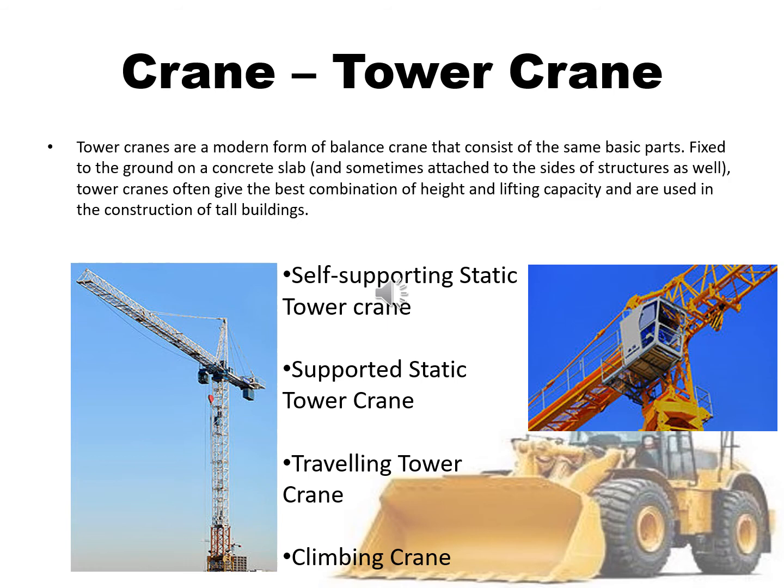Tower cranes are a modern form of balance crane that consists of the same basic parts, fixed to the ground on a concrete slab, and sometimes attached to the sides of structures as well. Tower cranes often give the best combination of height and lifting capacity and are used in the construction of tall buildings. There are 4 types of tower crane: self-supporting static tower crane, supported static tower crane, traveling tower crane, and climbing crane.